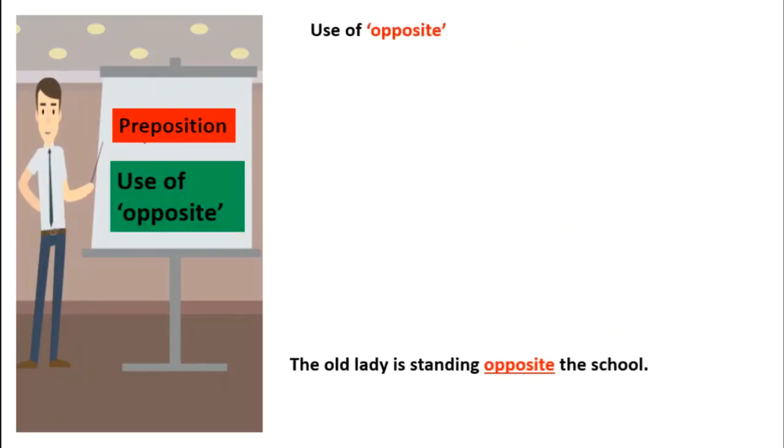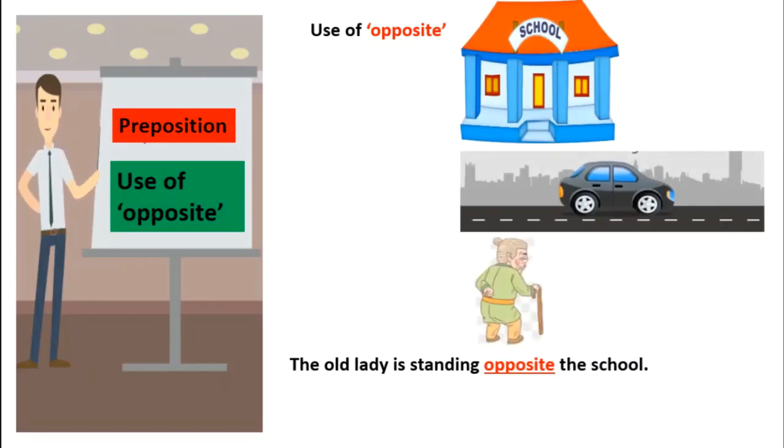Use of opposite. The old lady is standing opposite the school. When two things are face to face and there is a gap between them, we use opposite to each other.